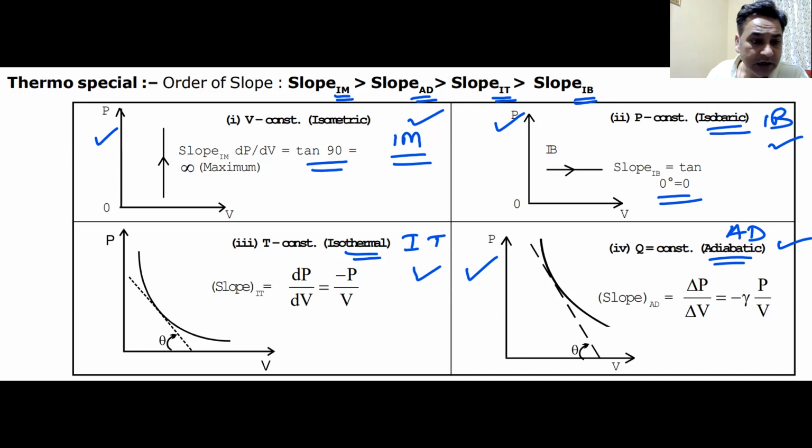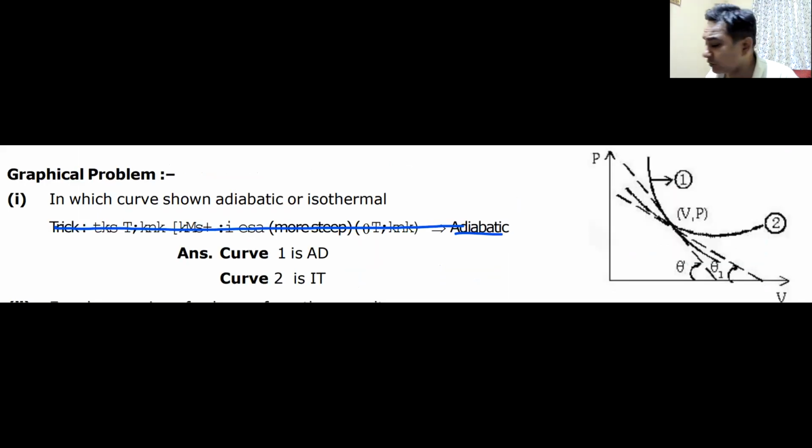Okay. That takes me to this simple thing that is given in your sheet. I'll just go through this graphical problem. Which of the graphs, graph number 1 or graph number 2, is isothermal and which is adiabatic? I'll ask you, which one is adiabatic, number 1 or number 2? Number 1 is adiabatic. Do we understand this?